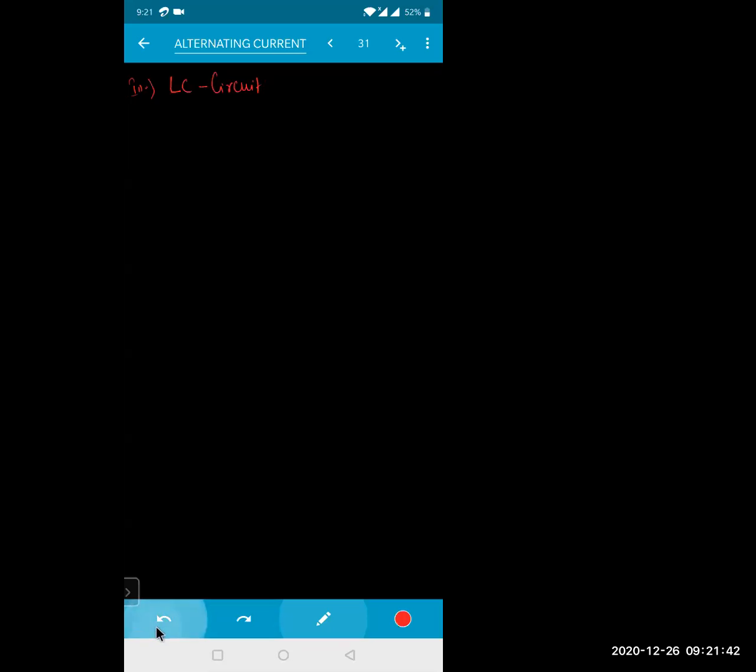AC through your LC circuit. The alternating current through an LC circuit. What happens when alternating current is passing through your LC circuit? Can anyone tell me? First draw the inductor, then draw your capacitor, then connect both of them to your alternating source of EMF.